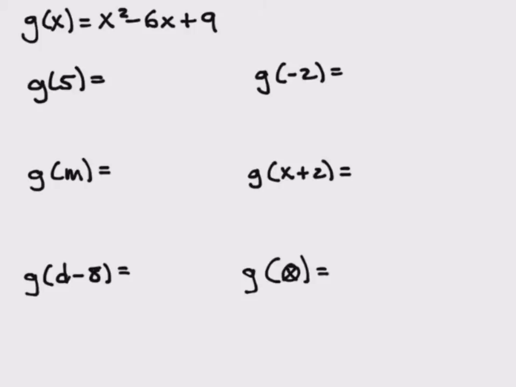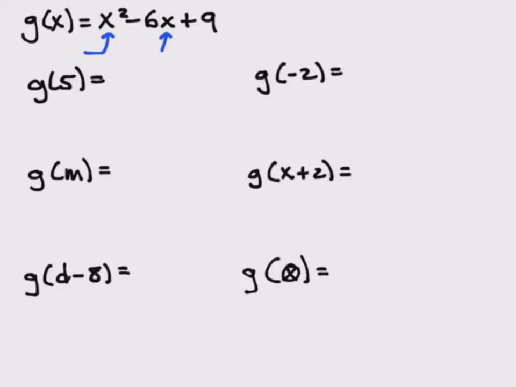Alright, now to finish up with a little practice. Here's a function, g of x equals x squared minus 6x plus 9. Note to self, g is the name of our function, while x represents our input variable. And we've got 6 examples where we're asked to find the output when different things are the input. For each one of these, all we have to do is substitute that input for x everywhere it appears in our function's equation. So here and here.